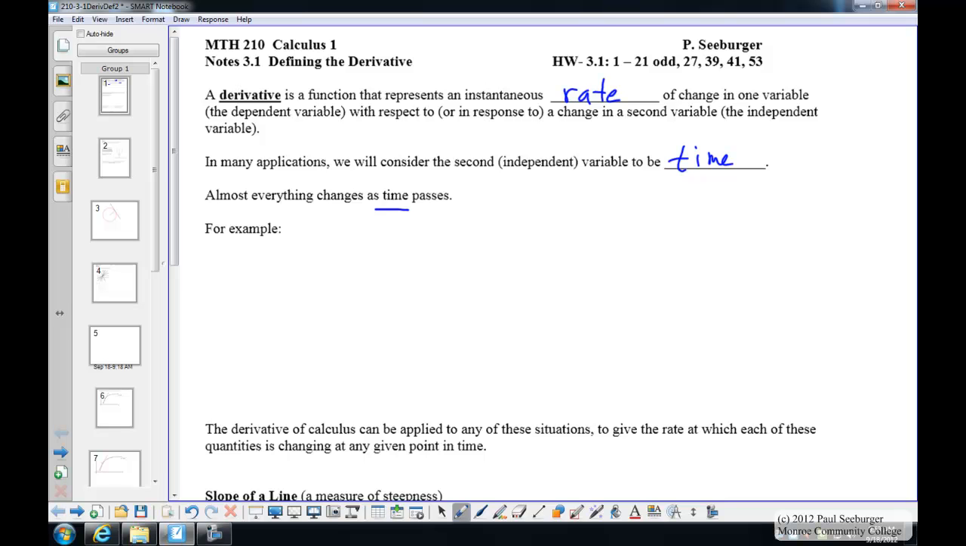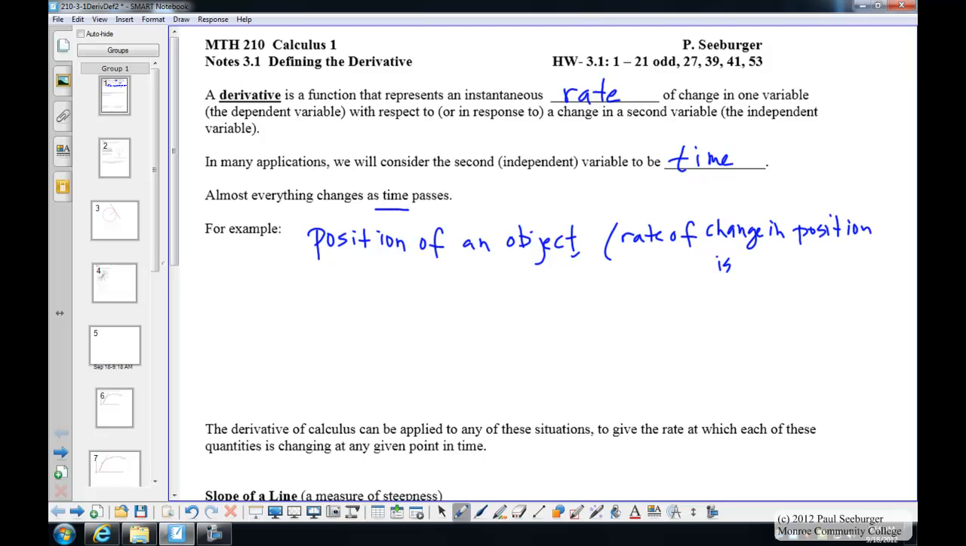All right, so what's one thing that changes as time passes? Distance, which I suppose what you mean by that is position of an object. Okay, which means it's going to have some displacement. It will travel some distance. Rate of change in position would be your velocity, another name for that, right? So rate of change in position is called velocity.